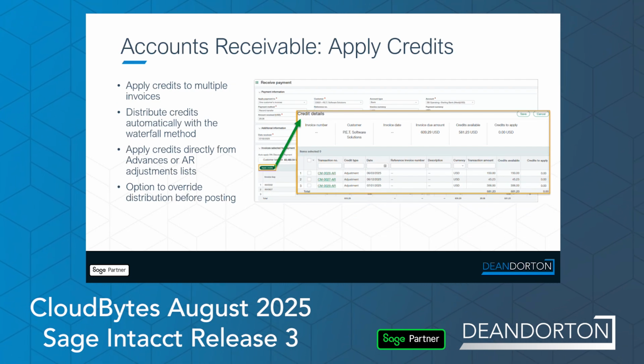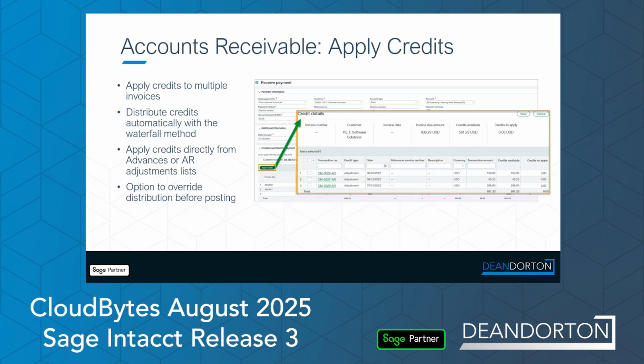Apply credits. You can apply credits to multiple invoices, it distributes credits automatically with the waterfall method, you can apply them directly from advances or AR adjustments, and there is an option to override distribution before posting.